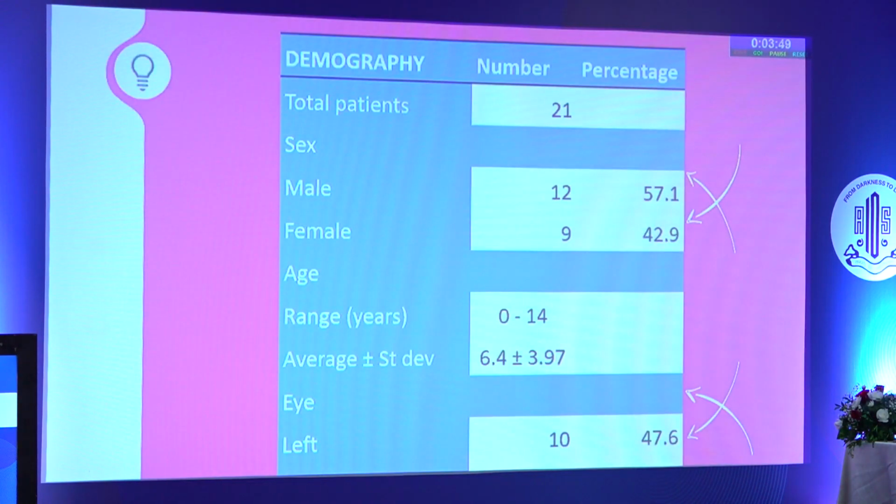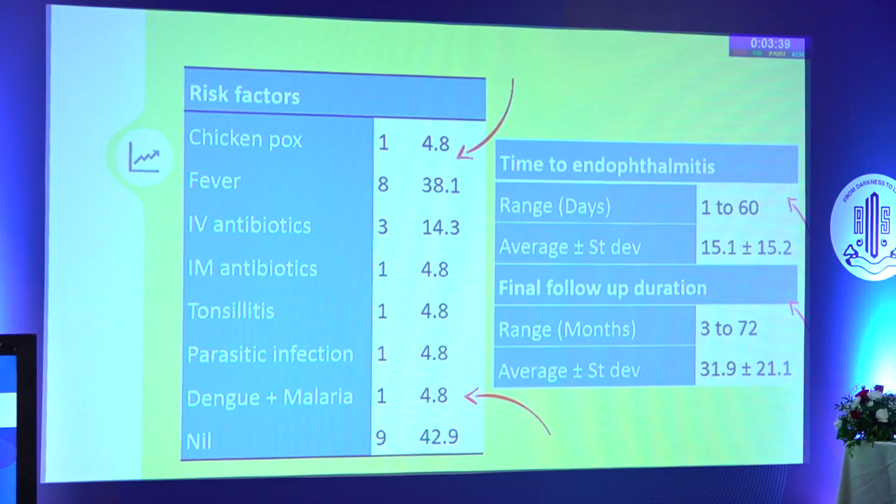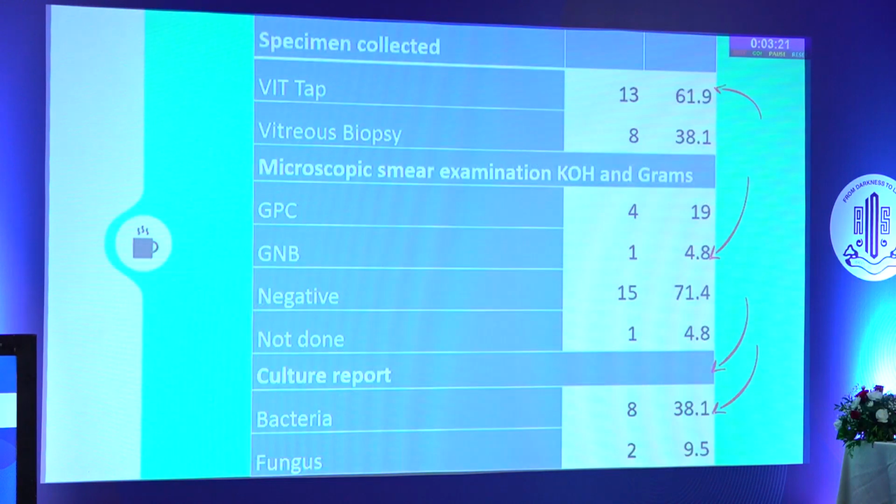In the demography, as you can see, male and female were almost close to each other, 57 and 42%, and there was no difference in laterality with 10 and 11. The most common risk factor that we found was fever in 38% of our patients, and there was no risk factor seen in 42%. We did not find any significant risk factors. 1 to 60 days was the time to onset from the inciting factor, and the final follow-up was 3 to 72 months.